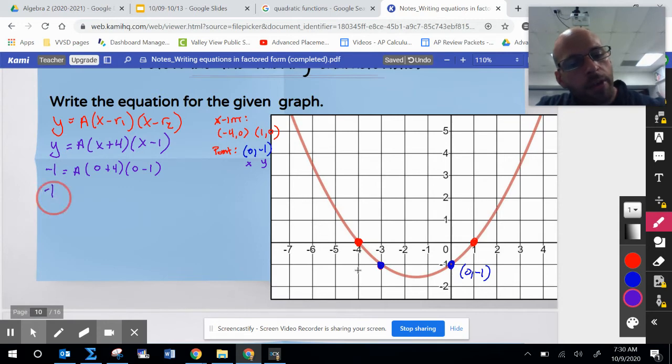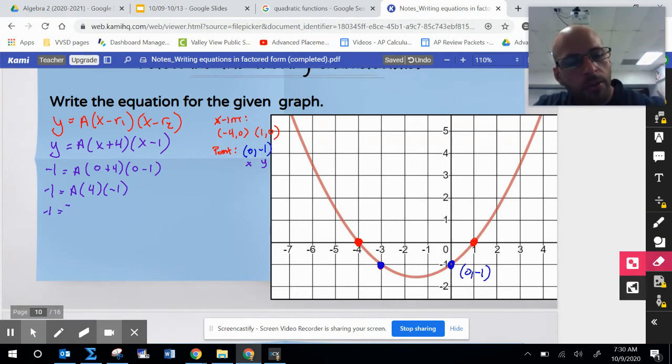So if I start to simplify this, I get 0 plus 4 is 4. 0 minus 1 is a -1. If I combine 4 and -1, that gives me a -4. Excuse me, that looks messy. Let me try to rewrite that.